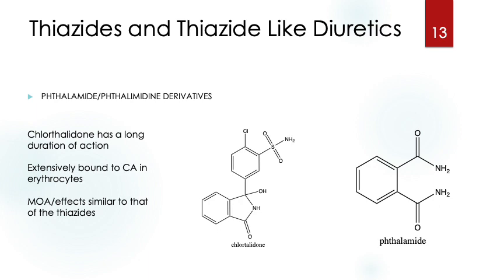Another group of thiazide-like diuretics are the phthalamide derivatives. The phthalamide derivatives are represented here by chlortalidone. The difference between these drugs is really the fact that instead of having the benzothiadiazine ring, chlortalidone and these types of molecules have the phthalamide structure instead. These are extensively bound to carbonic anhydrase in erythrocytes, and their mechanism of action is very similar to that of the thiazides as well.